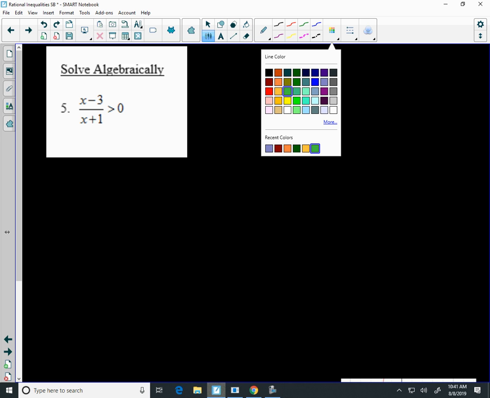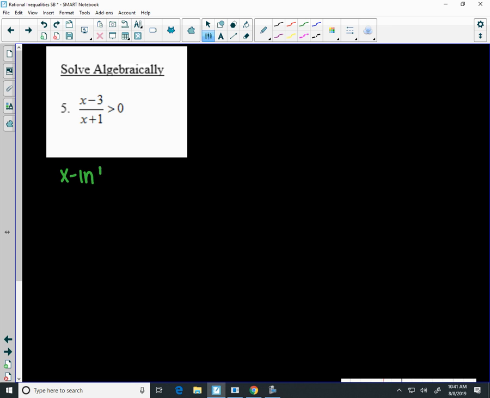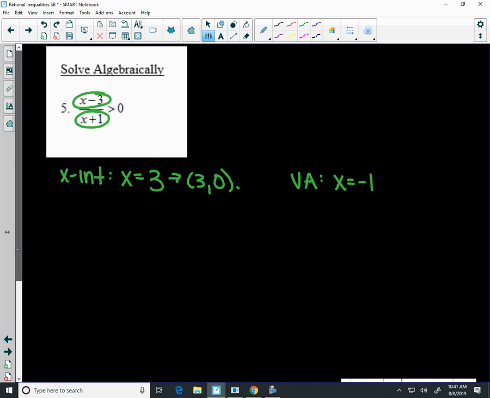So luckily for us, on this problem, we already have everything set equal to 0. It's very similar to the problems on the front. So here, we have an x-intercept. The x-intercept comes from the top, so it's at x equals 3, which is a 0. So we're going to need to look at what's going on either side of 3. We also have a vertical asymptote at x equals -1. So the two spots we're looking at are either side of -1 and 3. So go ahead and put that in your calculator.